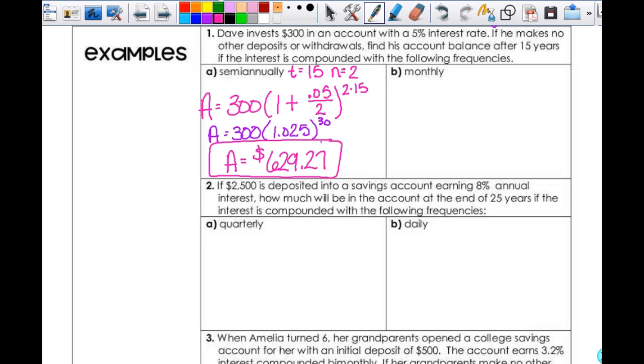All right, so we'll set it up together. On B, it says monthly, so that means my T is still 15. N is equal to what? 12. All right, so A is equal to 300 times 1 plus 0.05 divided by 12, to the 12 times 15 power. All right, so go ahead and get that typed in.